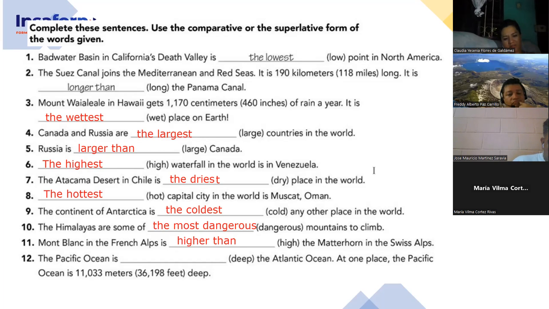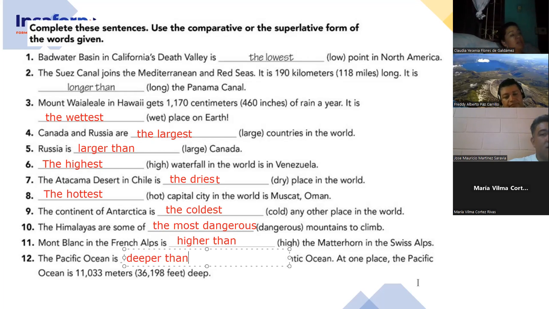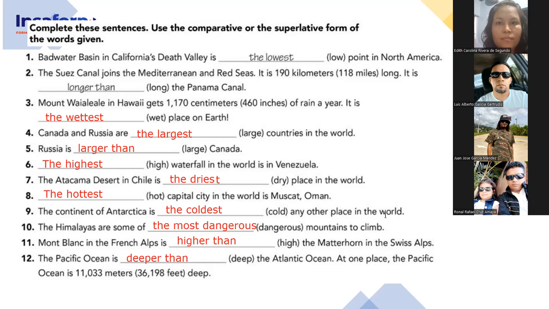Oh, that's good. The Pacific Ocean is deeper than. Very good. Ah, look at this one, right? We're learning new things. I didn't know the information about these places. Look at that one. I don't even know what is Muscat, Oman. Do you know what this one is? Muscat, Oman? No. Where is that located, by any chance? Do you know that information? No? Okay, Luis.